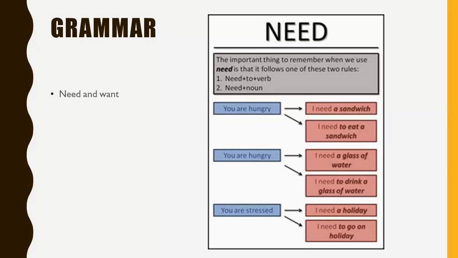Let's check some examples. I need a sandwich. In the second example, I need to eat a sandwich. For example, if you feel thirsty, you can say I need a glass of water, or you can say I need to drink a glass of water. And in the final example we have I need a holiday, and in the second part I need to go on holiday. Very good.